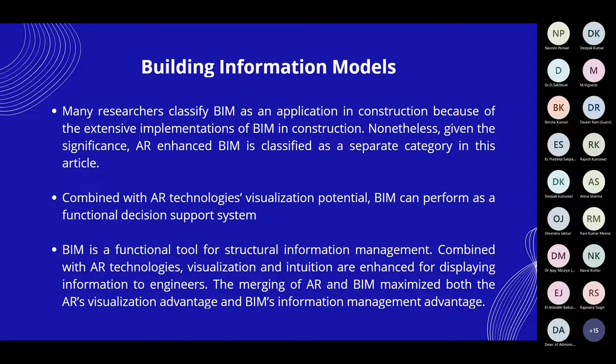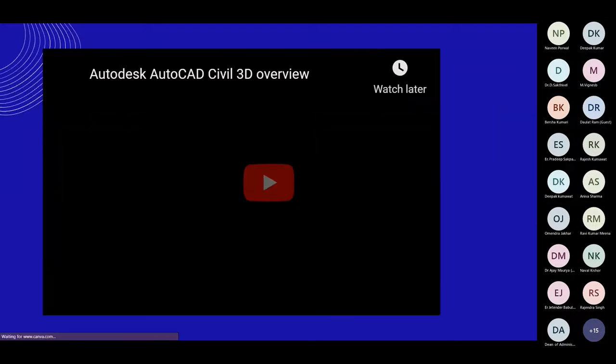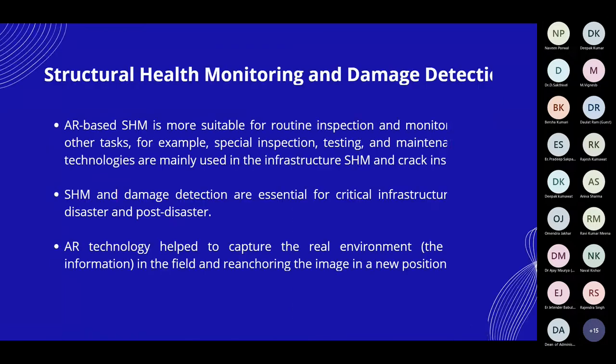Combined with the visualization potential of AR technologies, BIM can perform as a functional decision support system. Then coming to structural health monitoring and damage detection, AR-based structural health monitoring is more suitable for routine inspection and monitoring than other tasks. For example, special inspection and testing maintenance are considered under structural health monitoring. SHM and damage detection are most essential for critical infrastructure during disaster and post-disaster situations.